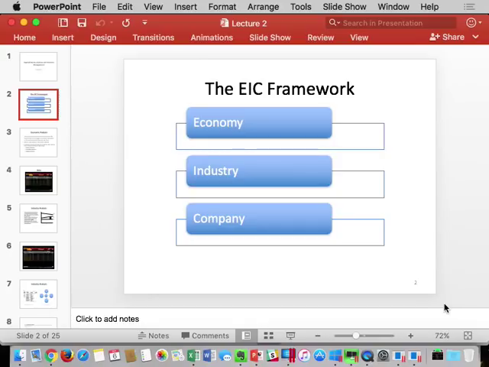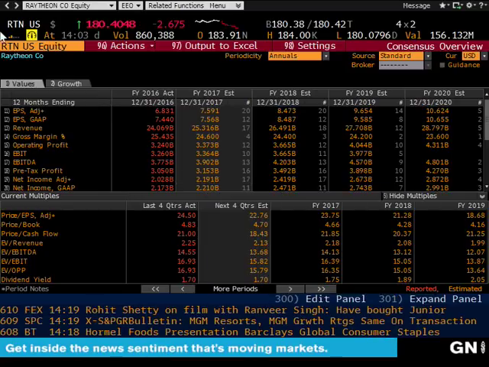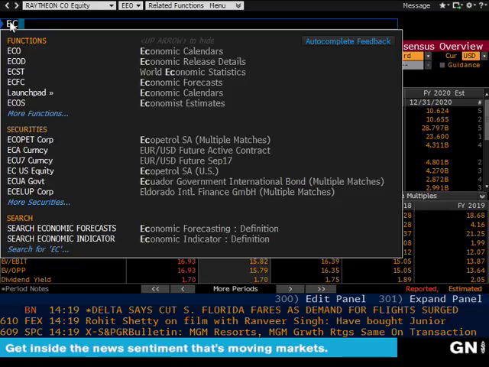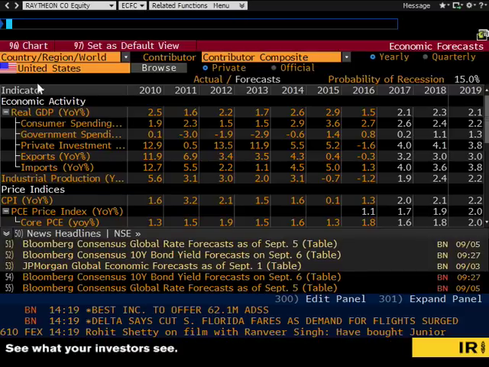Right? So for those of you that have been starting to do your certification under economic, you're going to start to learn about, in Bloomberg, some of the data that they have. So for example, if you start typing in EC and then you go to ECFC, this screen within Bloomberg aggregates economic forecast by country.